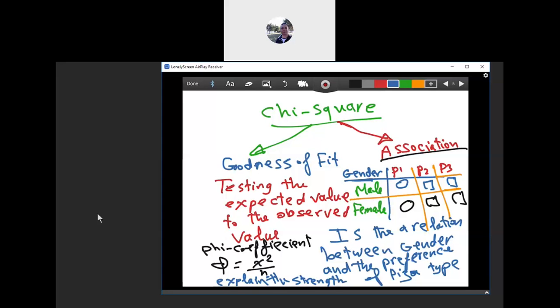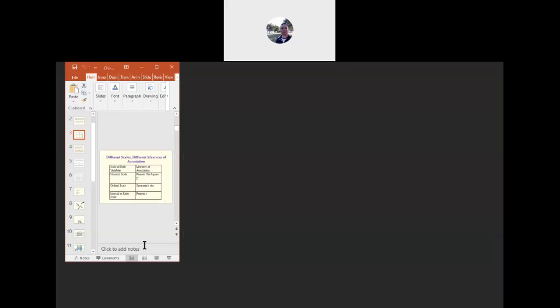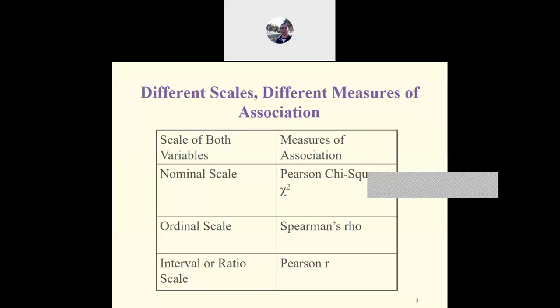Now I will stop this one and we'll go to our presentation. You can see the presentation now, right? I start with this title, different scales, different measures of association.